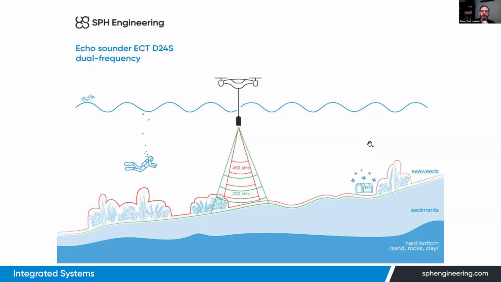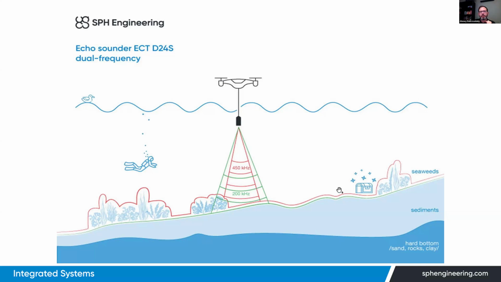So for that scenario, we would recommend the next model, the dual frequency echo sounder with frequencies 450, the same, and 200 kilohertz. Here, with the frequency 200 kilohertz, sound will in most cases penetrate through the vegetation at the bottom, and we will get reflection from the top layer of the bottom. So our data will be much cleaner and will require much less effort for processing.